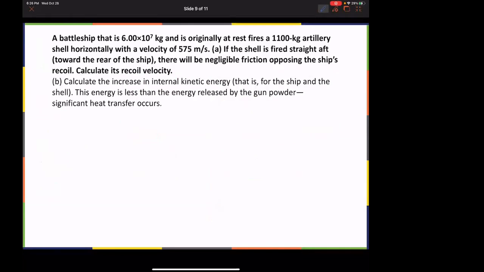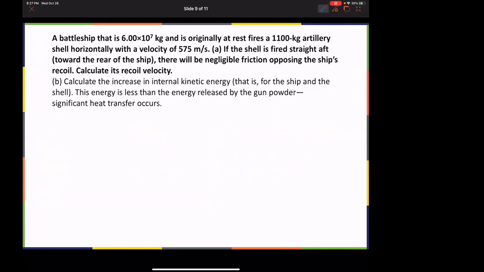All right, next one. Now, this is a big one, so I'm going to use 2 slides for it. But we're getting pretty near the end. This lecture is fairly short. A battleship that is 6 times 10 to the 7th kilograms and originally at rest fires a 110 kilogram artillery shell horizontally with a velocity of 575 meters per second. If the shell is fired straight aft towards the rear of the ship, there'll be negligible friction opposing the ship's recoil. Calculate recoil velocity. And then part B, calculate the increase in kinetic energy for the ship and the shell.